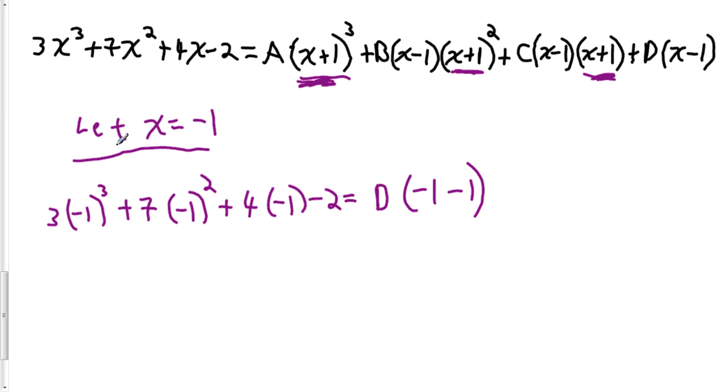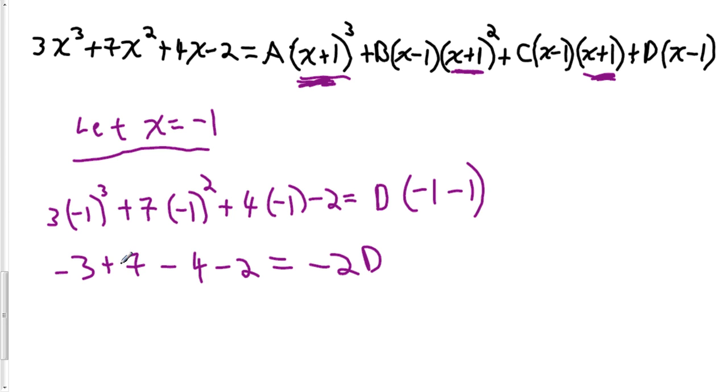So this would be negative 3. Negative 1 to the third power is negative 1 times 3 is negative 3. This would be positive 7 because negative 1 squared is positive, plus 7. This would be a negative 4, minus 4. And then we have here minus 2. And this is equal to negative 1 minus 1, which is negative 2d.